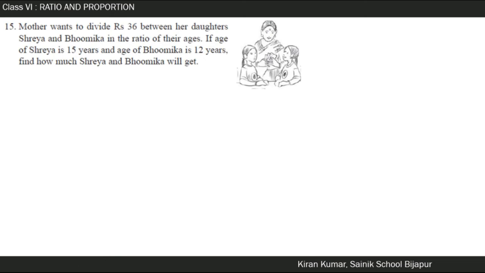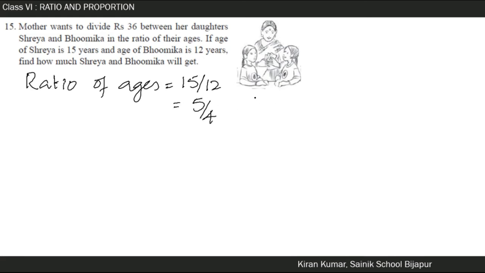Question number 12. Mother wants to divide rupees 36 between her daughters Shreya and Bhumika in the ratio of their ages. If the age of Shreya is 15 years and Bhumika is 12 years, find how much Shreya and Bhumika will get. Here they have given the ratio of the ages. Ratio of ages will be equal to 15 upon 12. We get it as 5 by 4 or 5:4.